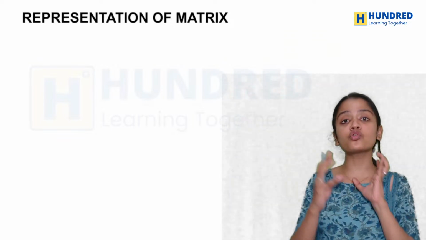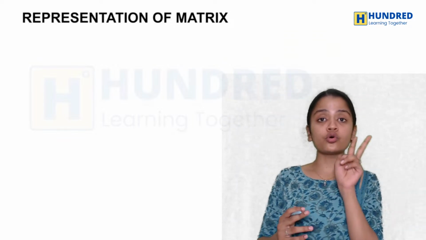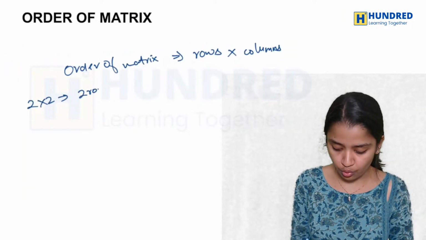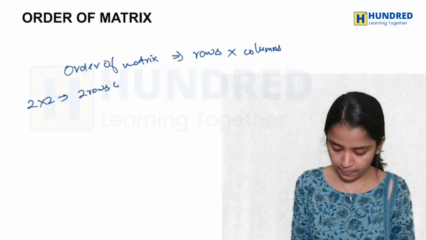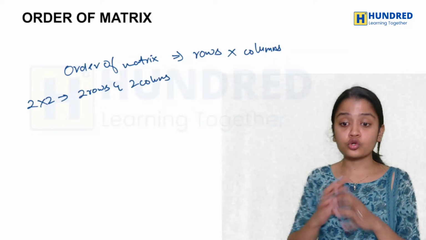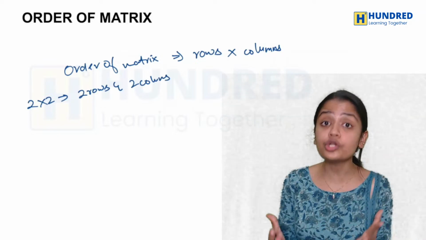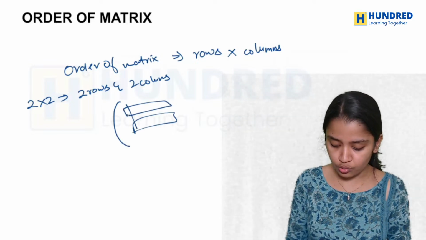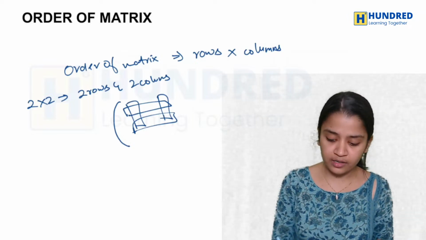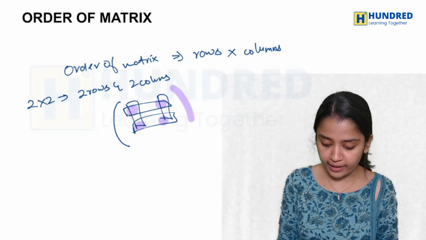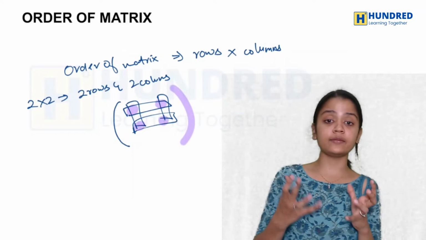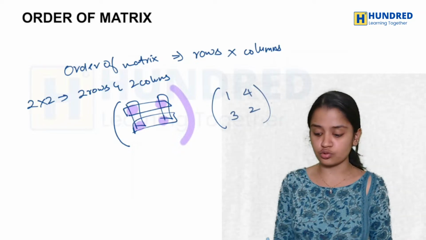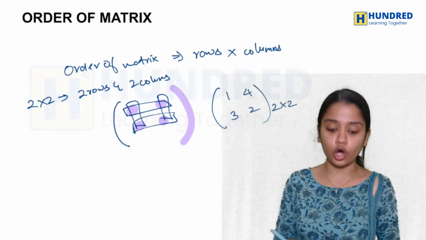Suppose you have a 2 cross 2 order, which means 2 rows and 2 columns. So 2 cross 2 means what? 2 rows and 2 columns. How do you represent it? There are 2 rows and 2 columns, so how many elements will there be? In total, there will be 4 elements inside it. For example, 1, 4, 3, 2. So this is a matrix of order 2 cross 2.